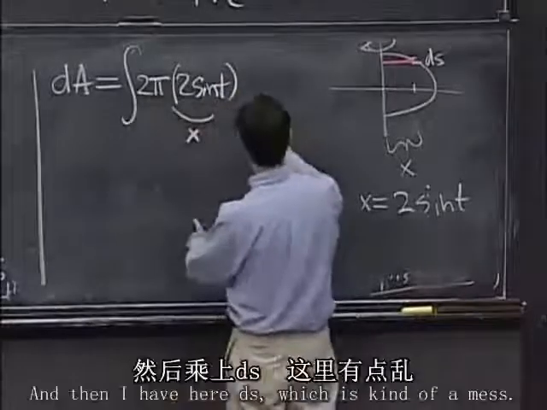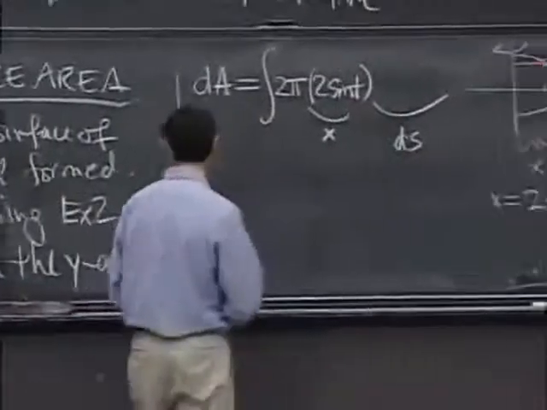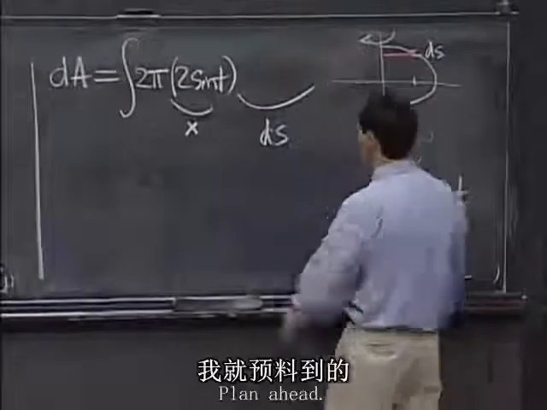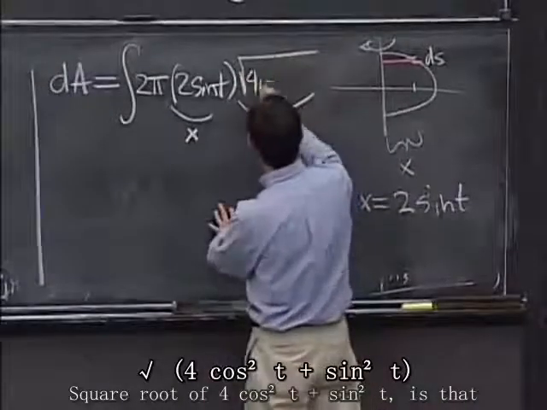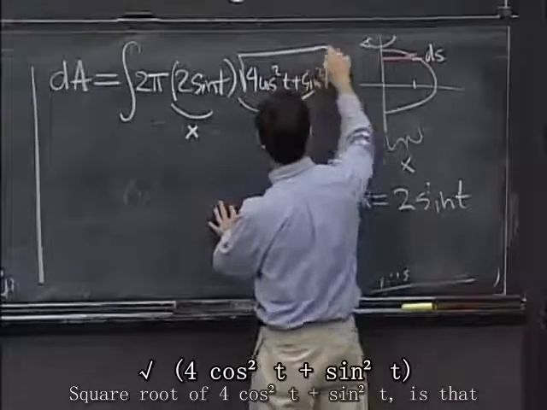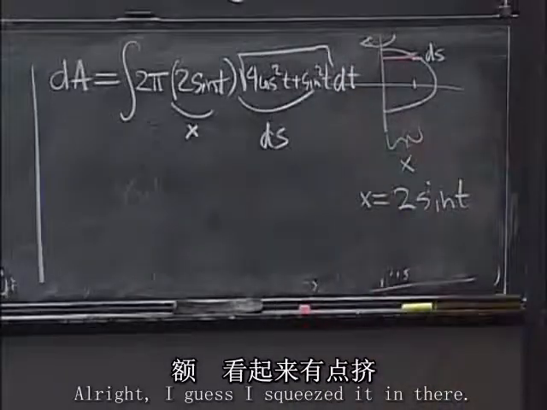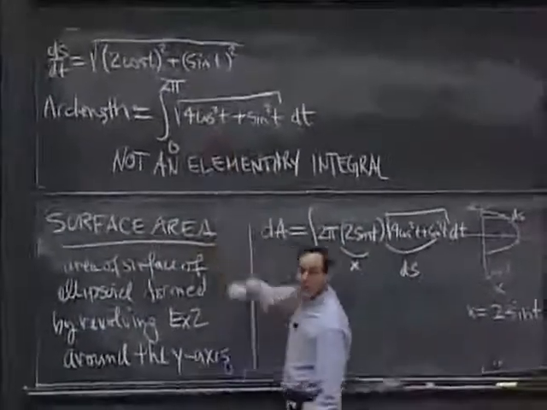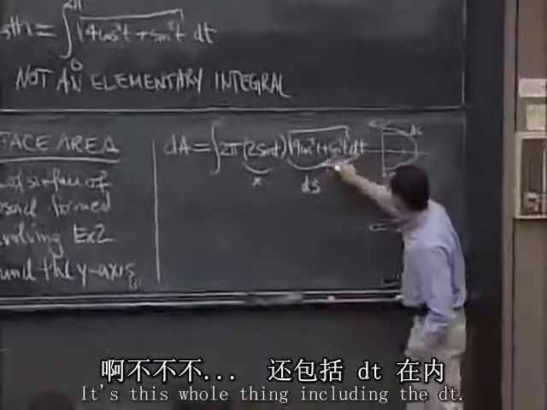And then I have here ds, which is kind of a mess. So unfortunately, I don't quite have room for it. Plan ahead. Square root of 4 cosine squared t plus sine squared t. Is that what it was, dt? All right, I guess I squeezed it in there. All right, so that was the arc length, which I recopied from this board above. Here, that was the ds piece. Sorry, it's this whole thing, including the dt.